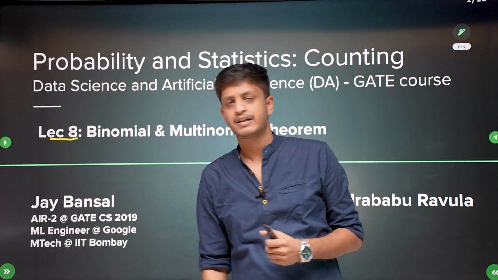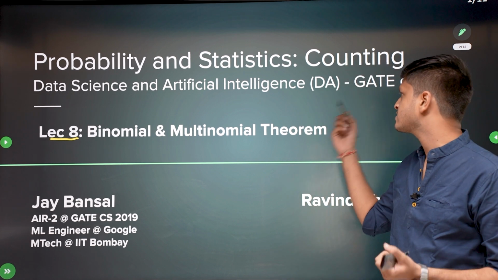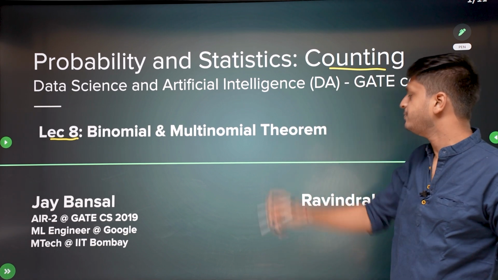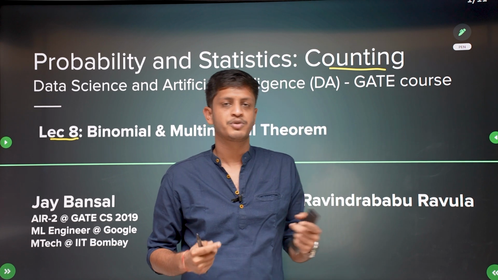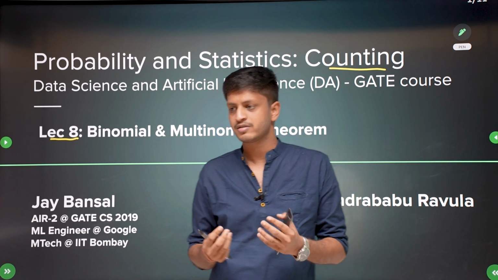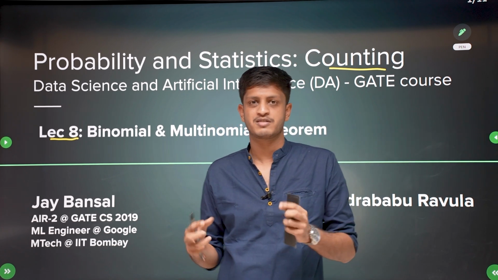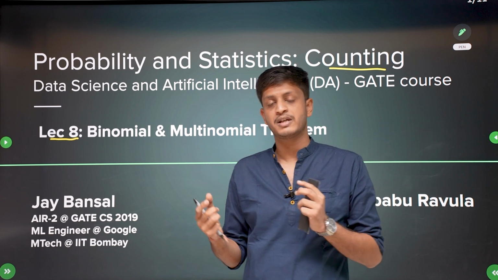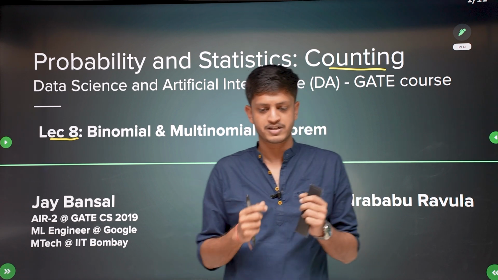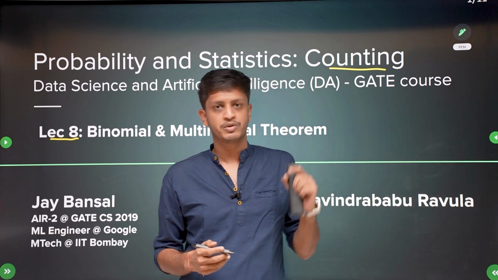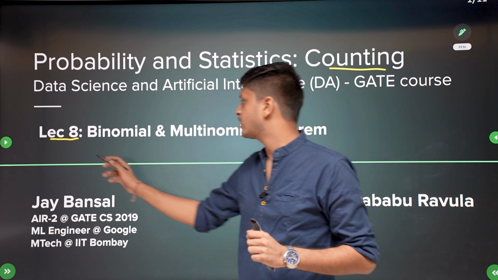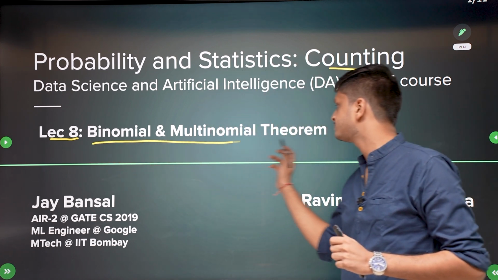So we are doing GATE Data Science and Artificial Intelligence complete course, and we are discussing counting. Right now we have seen factorial, the motivation behind factorial, permutations, which means arrangements, and then combination, which means selection, then combination with repetition and permutation with repetition, and we have solved a few problems on that. Now we are going to a new topic which is called the binomial and the multinomial theorem.